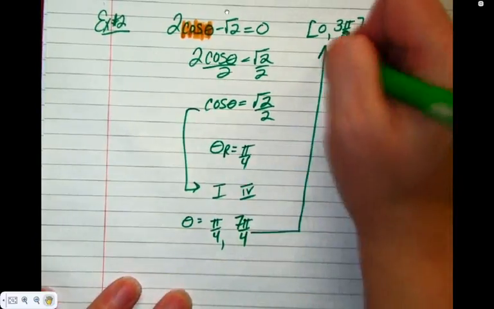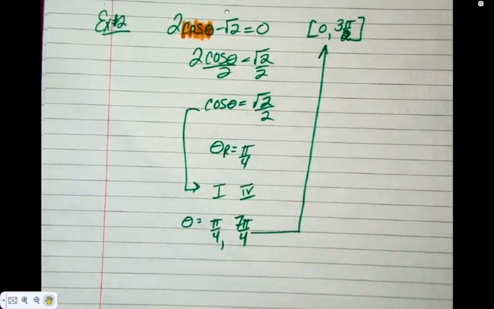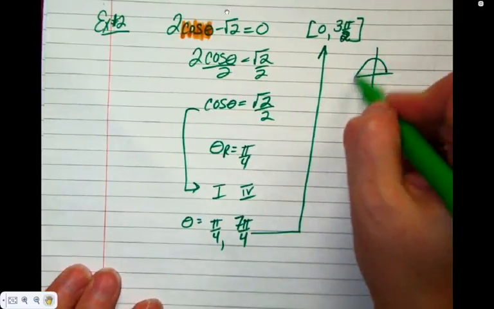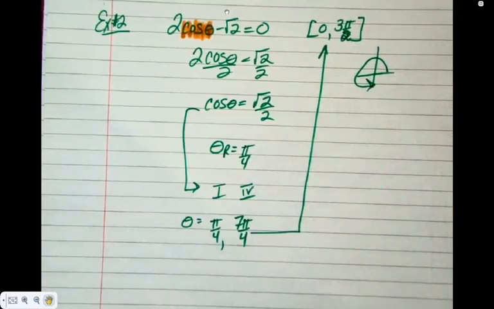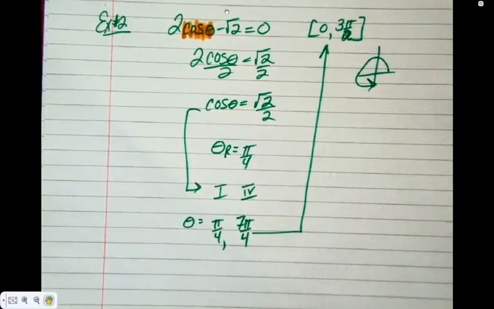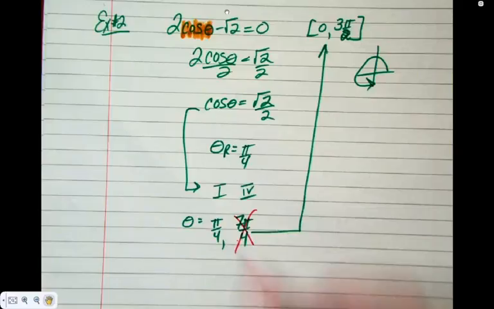Fourth step is we look back up to the interval and we say, are these both possible answers? So what does this 0, 3 pi on 2 with these squared brackets mean? 0 all the way to 3 pi on 2. So what quadrant is out? Which one can we not have because of the interval? All we do is cross it out.